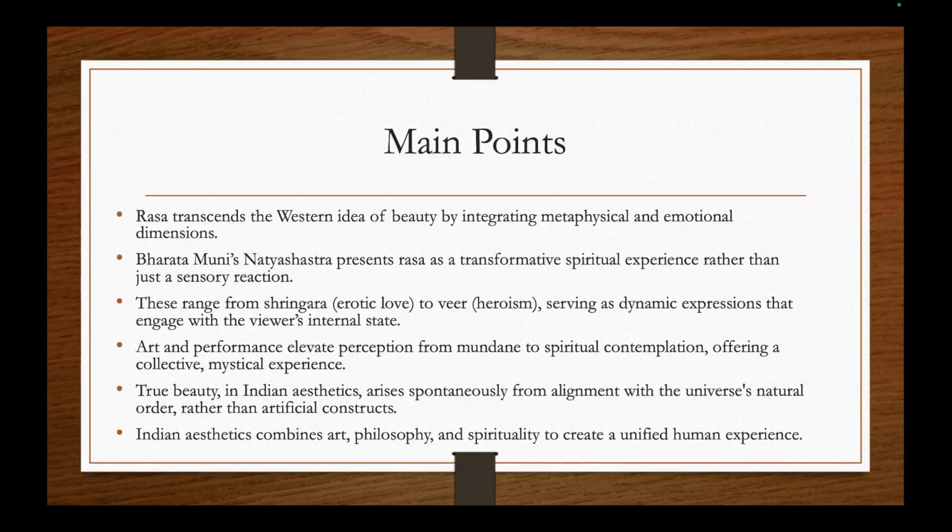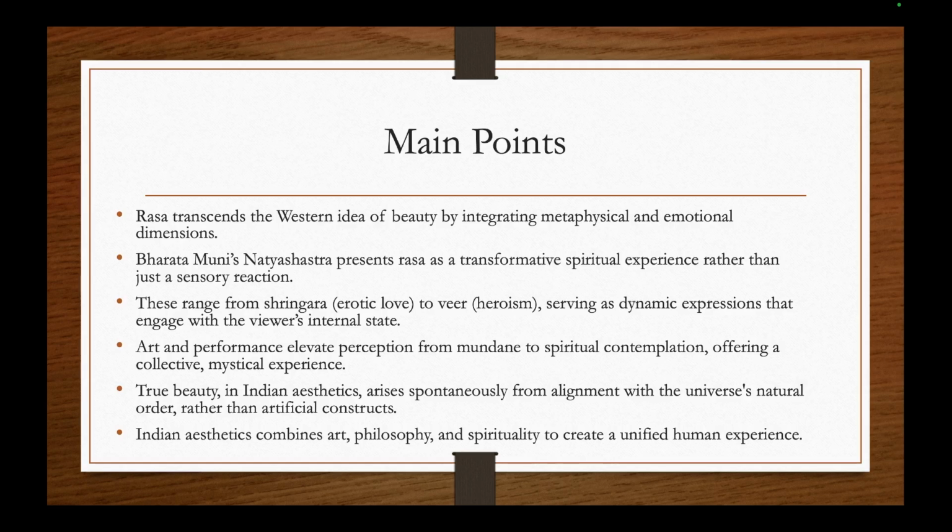Now, let's see the major points that could be inferred: rasa in Indian philosophy transcends the Western idea of beauty by integrating metaphysical and emotional dimensions. Bharat Muni's Natya Shastra presents rasa as a transformative spiritual experience rather than just a sensory reaction. These range from Shringara, that is erotic love, to Veer, that is heroism, serving as dynamic expressions that engage with the viewer's internal state. Art and performance elevate perception from mundane to spiritual contemplation, offering a collective or mystical experience.